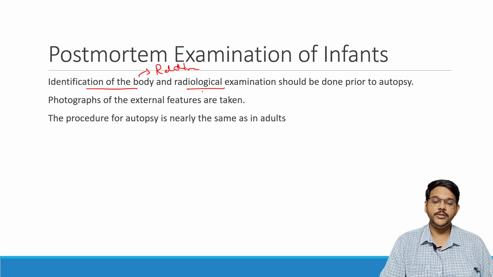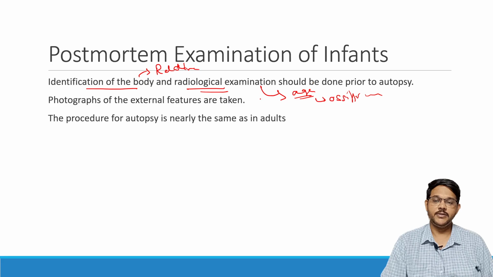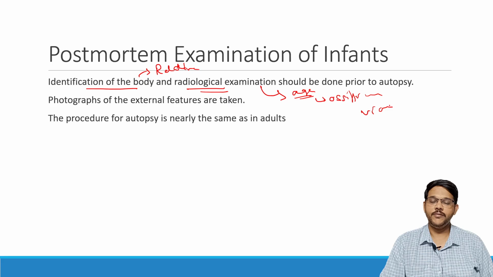Then you have to do radiological examination. So radiography of the whole body of the child is taken. This helps to determine the age of the fetus, age of the child, usually by ossification centers. So different ossification centers are looked for to determine the approximate age of the fetus, and it will be helpful to know whether the child was a viable infant or not. Then photographs of external features are taken for reference.